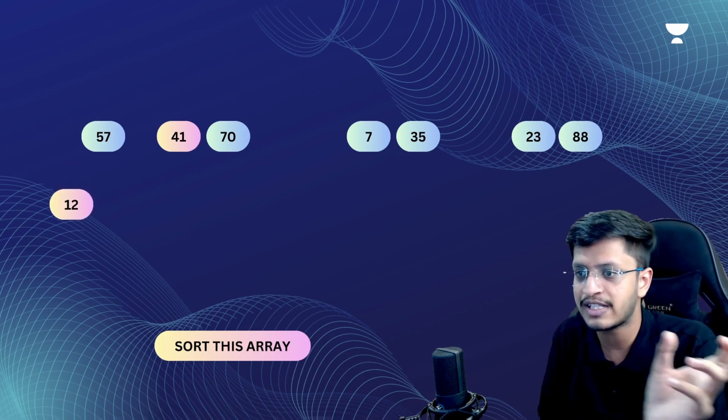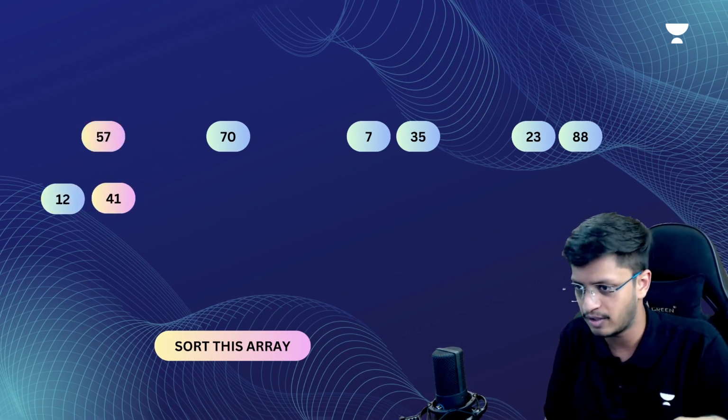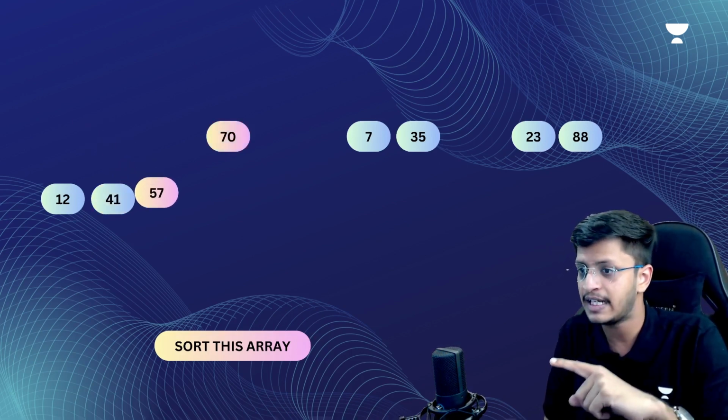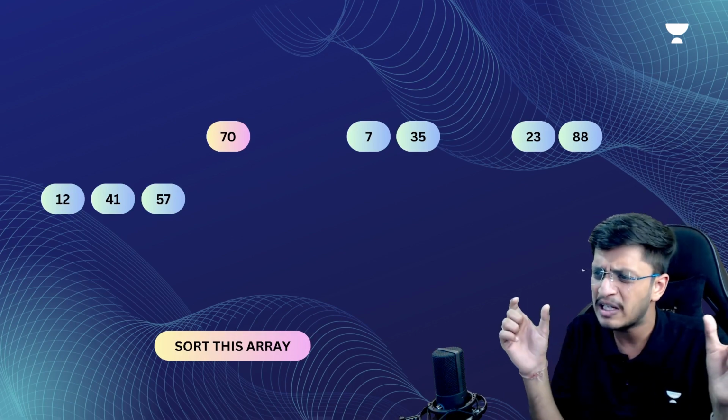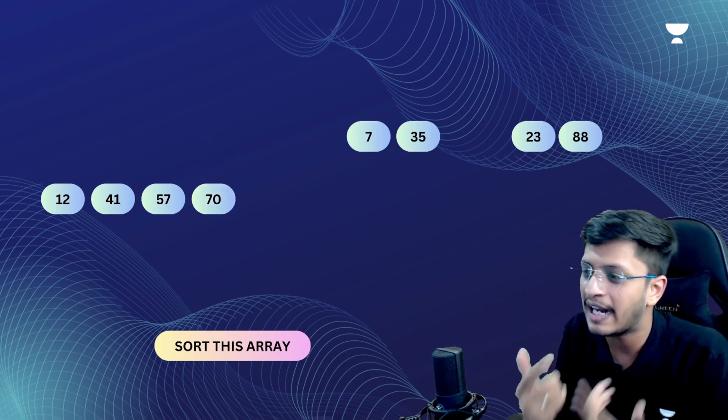So we merge 12, 57 and 41, 70. So we compare 12 with 41. Since 12 was lesser, 12 comes here. Then we compare 41 with 57. Then we compare 57 with 70. And that's how we are actually merging these two sorted arrays. This can be done in order n time.